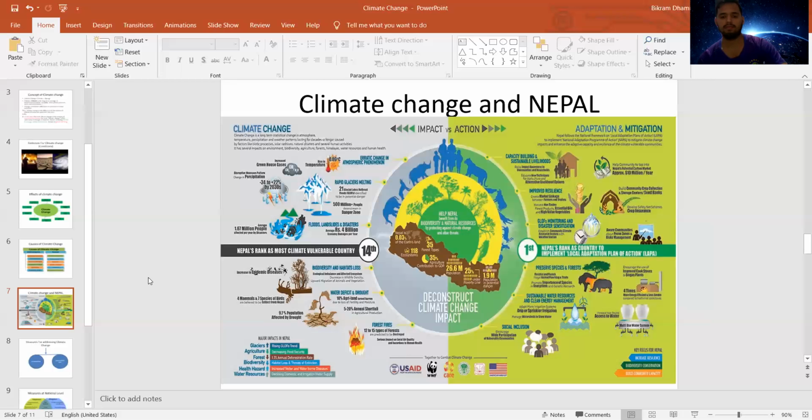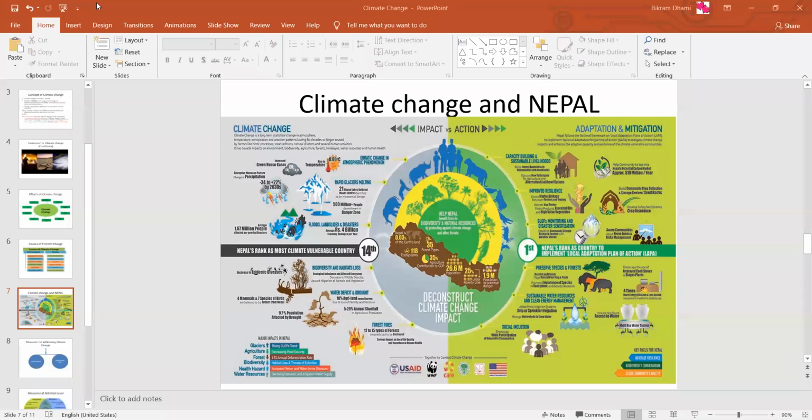And the next well-known fact is that the greenhouse gases in the atmosphere of Nepal have been increasing daily, and Nepal ranked as the 14th most vulnerable country in terms of climate change. Okay, so these are the facts, and other impacts due to the climate change are, you know, there could be an increase in the epidemic diseases. We are prone to face epidemic diseases.